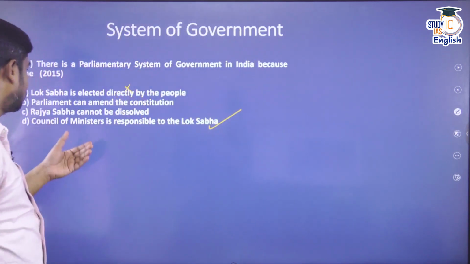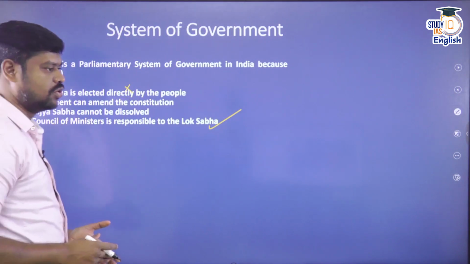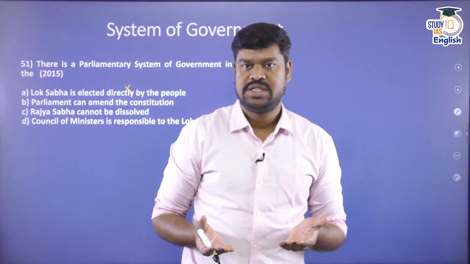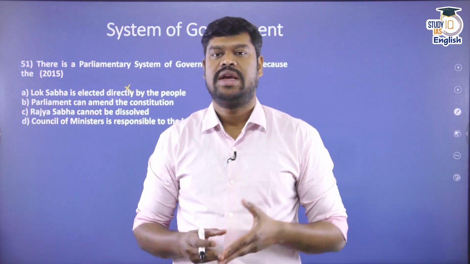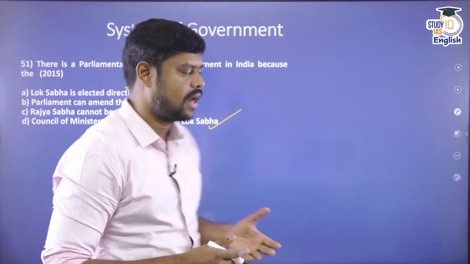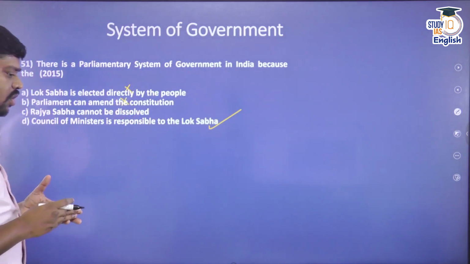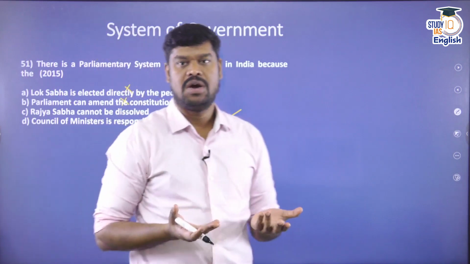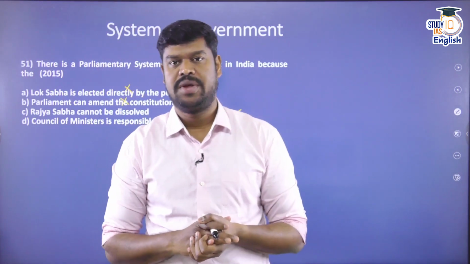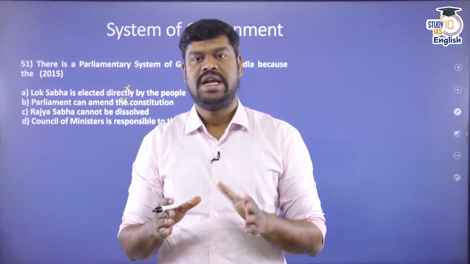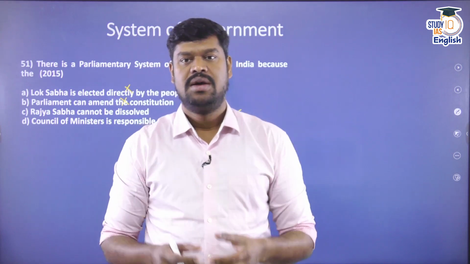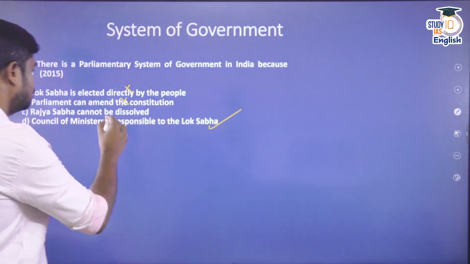So, this is wrong. The parliament can amend the constitution. The Parliament of the United States of America, which is their Congress, can also amend the constitution. That does not necessarily make it a parliamentary democracy. So, that is also wrong. Rajya Sabha cannot be dissolved. The Rajya Sabha is a permanent house. So is the case in the United States of America also. The Senate is a permanent house. That does not necessarily make it a parliamentary democracy. So, this is also wrong.